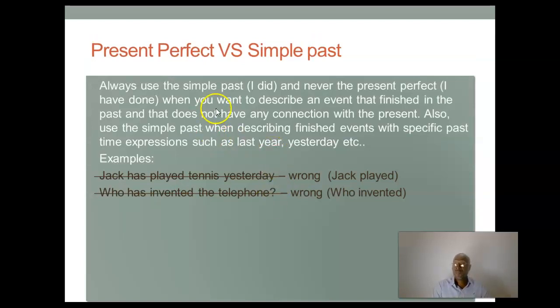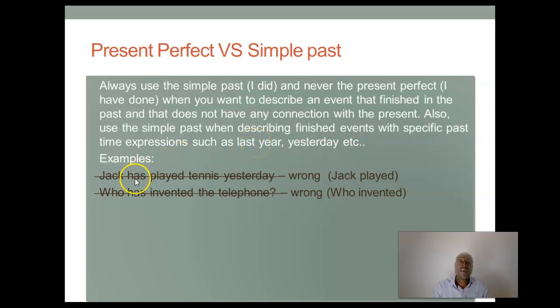Next, let's look at the present perfect versus simple past. Always use the simple past, I did, and never the present perfect, I have done, when you want to describe an event that finished in the past and that does not have any connection with the present whatsoever. Or if something happened a long time in the past, use the simple past to describe it and not the present perfect.